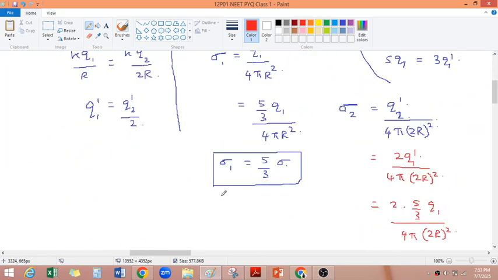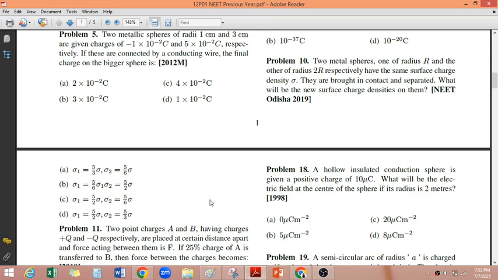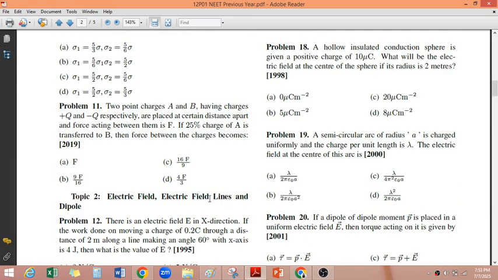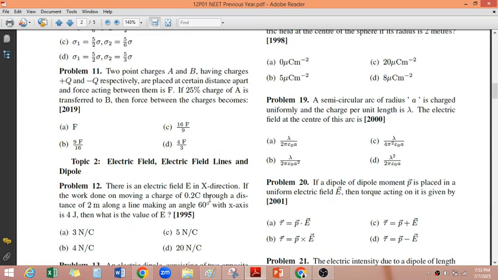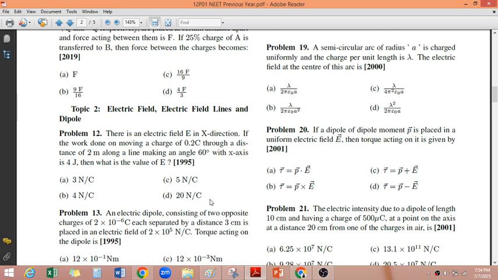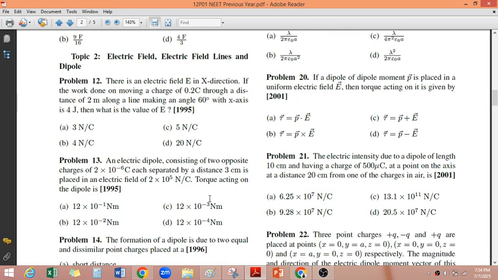So the 11th one, I think we already did it. I think we did the 11th problem. We can do the 12th one, electric field lines.